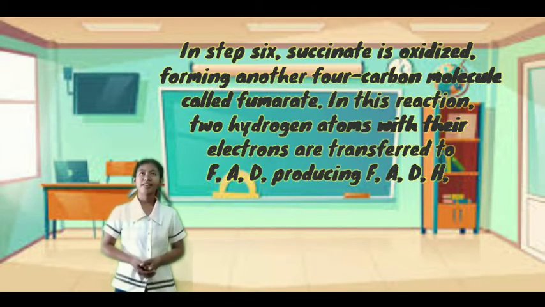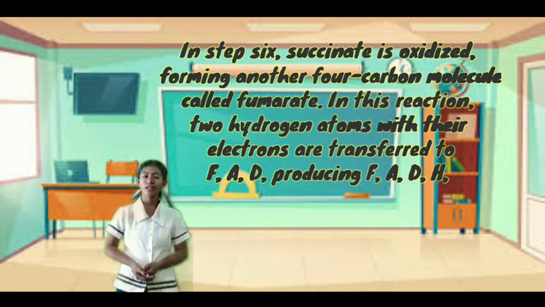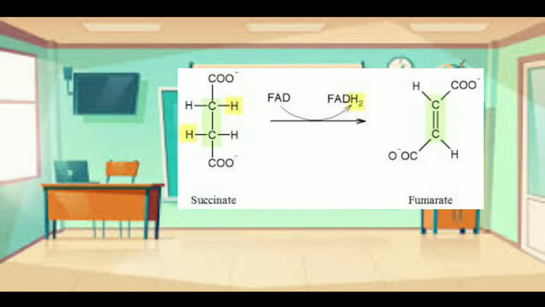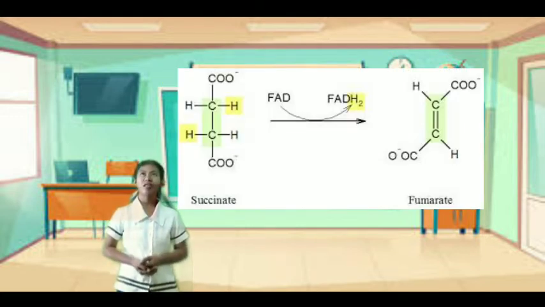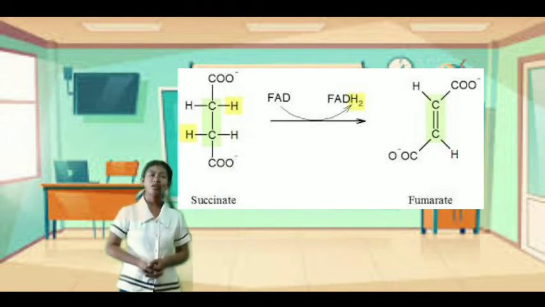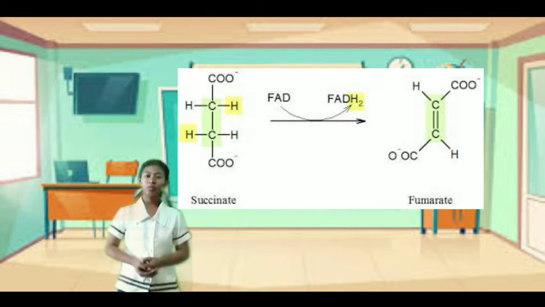In step 6, succinate is oxidized, forming another 4-carbon molecule called fumarate. In this reaction, 2 hydrogen atoms with their electrons are transferred to FAD, producing FADH2. The enzyme that carries out this step is embedded in the inner membrane of the mitochondrion, so FADH2 can transfer its electrons directly into the electron transport chain.